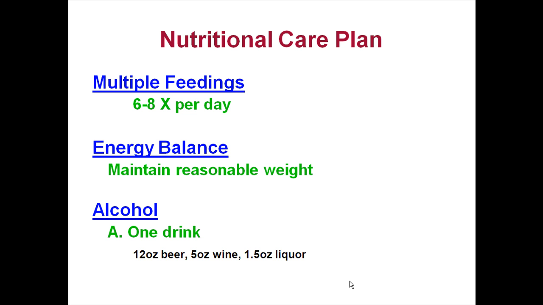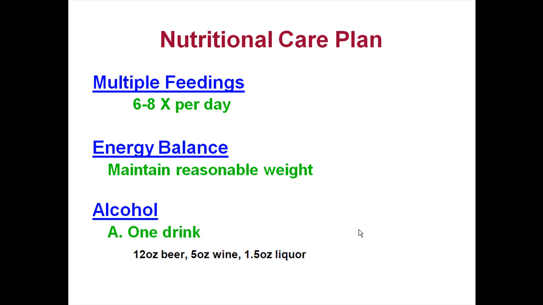Multiple feedings: you want to manage especially your carbohydrates throughout the day. You don't necessarily want to eat 3 big carbohydrate meals a day. You want more like 6 or 8 carbohydrate meals a day, so you can even out the carbohydrates and the amount of sugar that gets in your bloodstream throughout the day. It should be a no-brainer to maintain a reasonable weight, especially looking at type 2 diabetes. And then, because alcohol has an effect on the liver and the pancreas, you need to limit yourself to 1 drink, and here are the limits on those kinds of things.